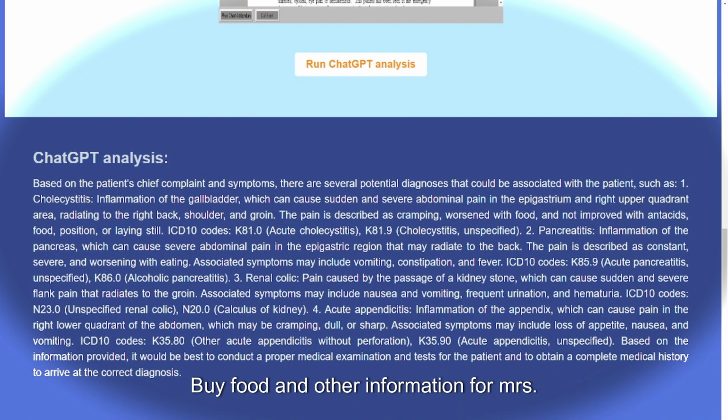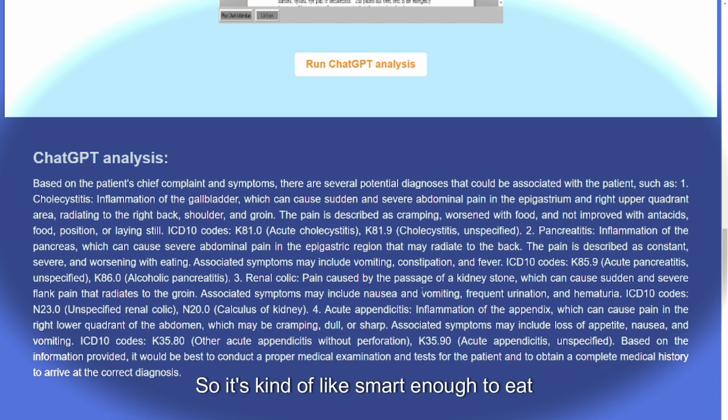So the same prompt is there where we're asking ChatGPT for potential diagnoses based on this note and the ICD codes which are identified, and also the reason why it thinks this is the correct ICD code. So here we can say that it has identified inflammation of the gallbladder, which can cause sudden and severe abdominal pain. And then it has given these ICD codes: K81.0 acute cholecystitis, pancreatitis potentially, as well as this disease of the kidney, and potentially acute appendicitis as well.